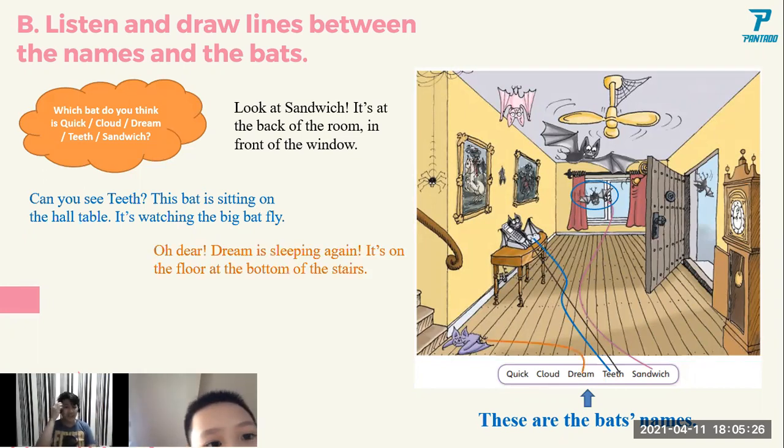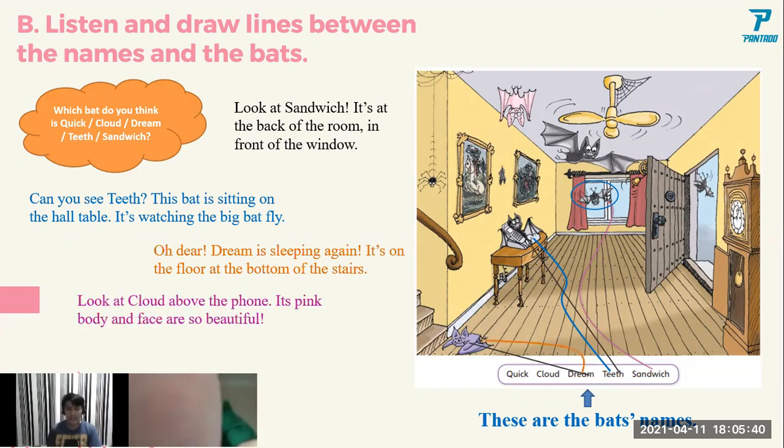Oh, dear. Dream is sleeping again. It's on the floor at the bottom of the stairs. It's Dream. Okay, good. That is Dream. Good job. Next. Look at Cloud above the phone. Its pink body and face are so beautiful. Okay, good. Last.